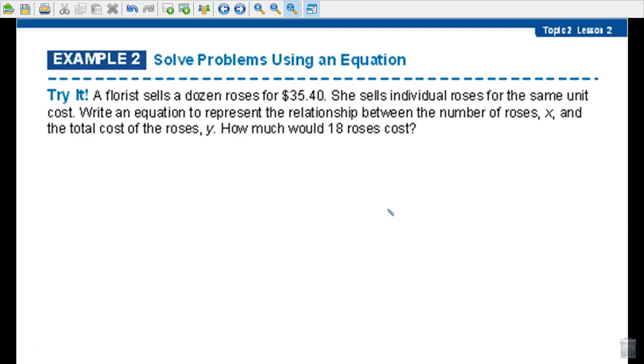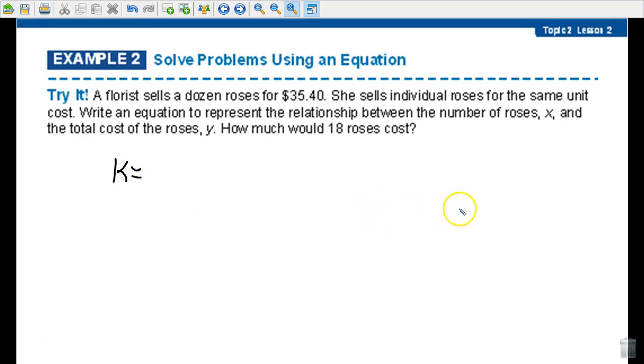Okay, class, we need to find k first. Okay? And for those of you that think k is $35.40, you are incorrect because that is for a dozen roses. If you think a dozen, which is 12, is k, you are also mistaken. We need to find out how much it costs per each rose, okay? So k will be the cost per each rose.